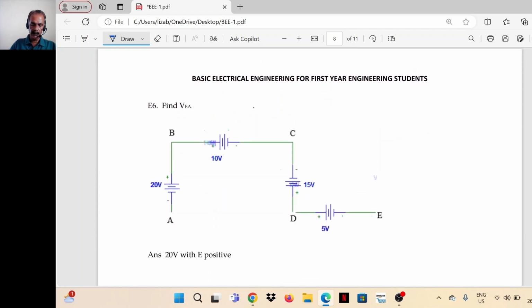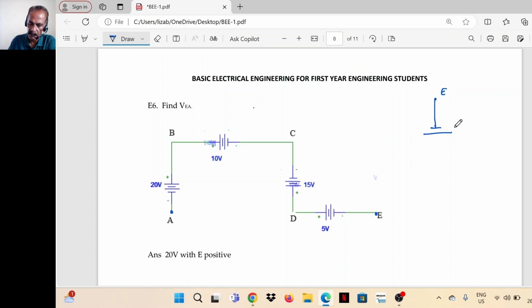Now this question, find EA. What is the potential difference between terminals E and A? So for that we have to straighten the circuit. This is point E. So battery negative is connected. We have to find the potential difference between E and A. Like this, tracing is difficult. If we straighten it, then easily we can make out which terminal is positive with respect to each node.